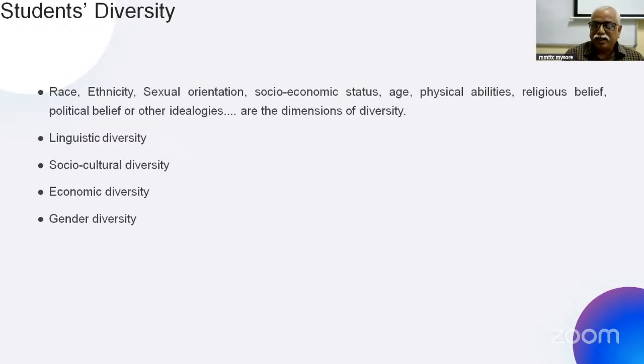And we vary in terms of age. Though we are of the same age, we may vary in terms of days and months. We also differ in physical abilities, religious beliefs, political beliefs, or other ideologies that we follow in life. So these are the various dimensions of diversity that we need to look at when we come to the student community. Now, apart from all these factors, there are other diversity factors that we are likely to see in our class.